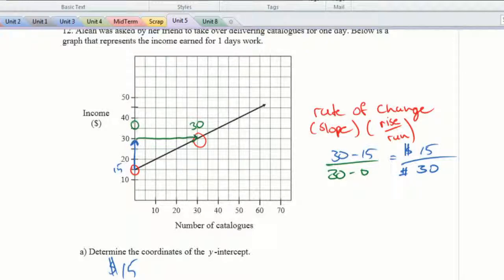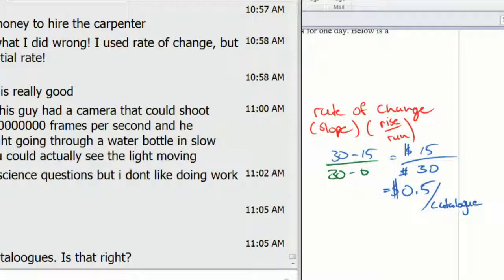So what does this mean? Taylor's already got the answer in chat. 15 divided by 30 is $0.5 per catalog. Abby's saying I did $1 per 2 catalogs.